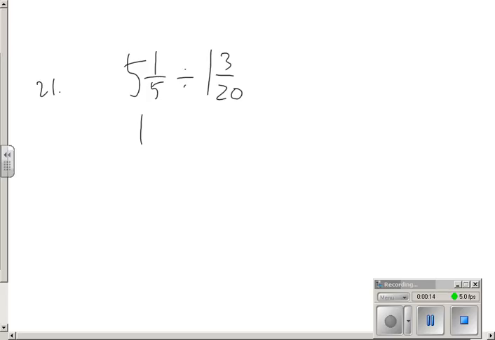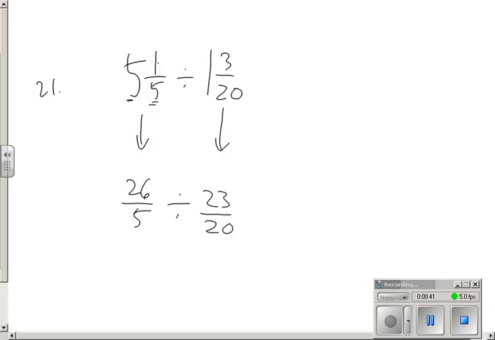Well, when you see a mixed fraction, in both cases, you're probably best off to change it to improper, which means this is 26/5 divided by 23/20. Now, you're not sure how I got that. I've just changed mixed fractions to improper, which is simply multiplying the denominator by the whole number and adding the numerator and then keeping it over the original denominator. But that's a different lesson altogether. Hopefully you know how to do that.